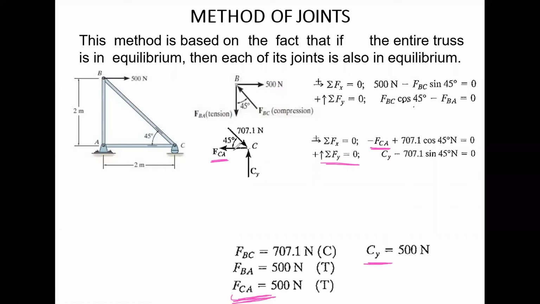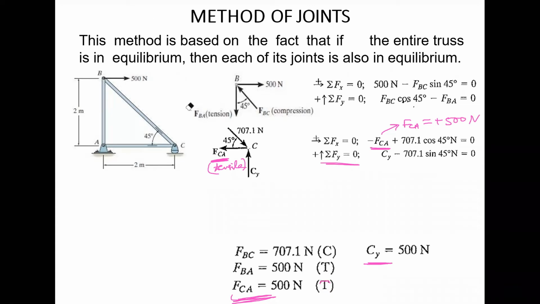Here we are taking tensile force, so the nature of FCA we have assigned as tensile, and the sign of FCA as per this equation is positive 500 Newton. So we can say that our assumed direction is correct. This FCA will be equal to 500 Newton and it will be tensile in nature.